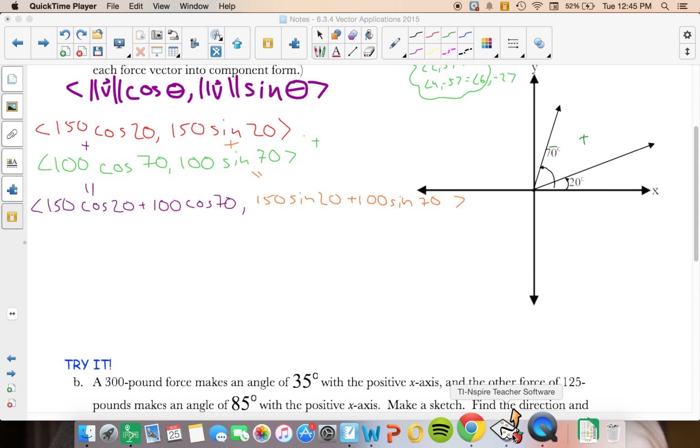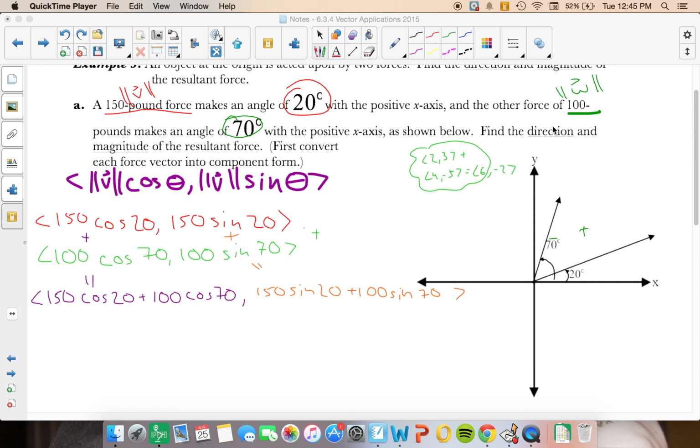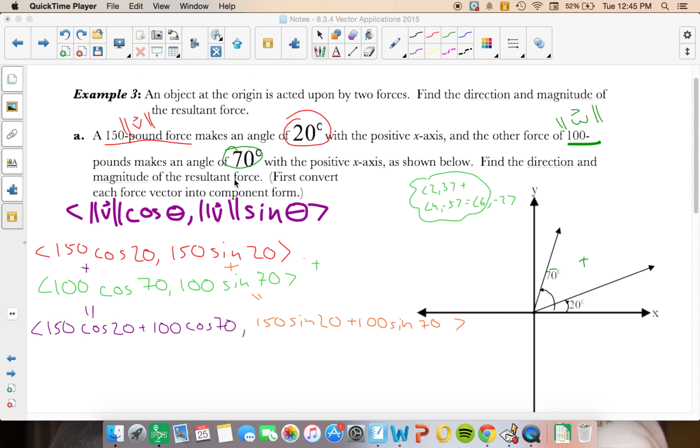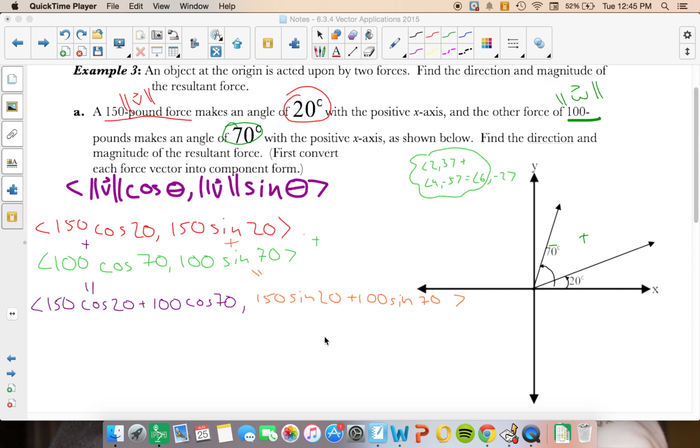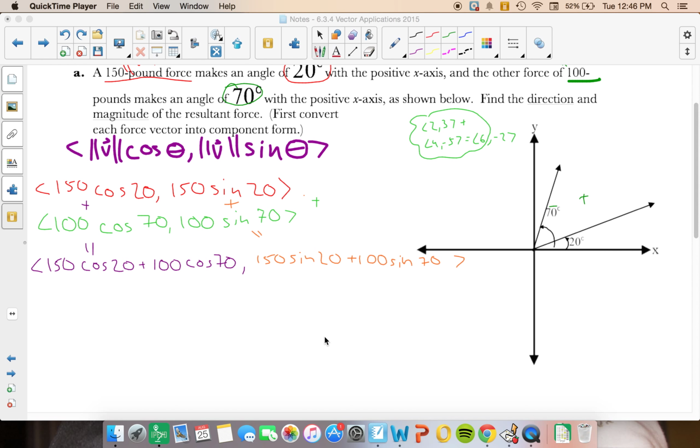What do we do now? So now we're going to put these into the calculator and actually find what each of them equals, because overall what we were being asked to do is find the direction and magnitude of the resultant force. So we need to have that resultant force overall before we can do that. Okay, so go into your calculators or open up your calculator.